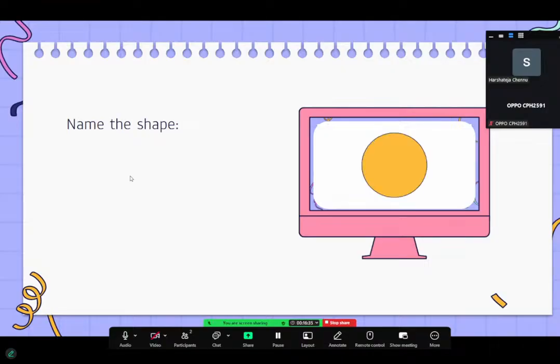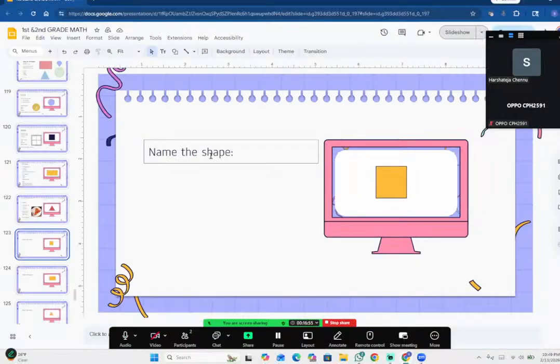So take a few seconds, shouldn't take too long, but identify the shape, and I'll move on. So this is a square.